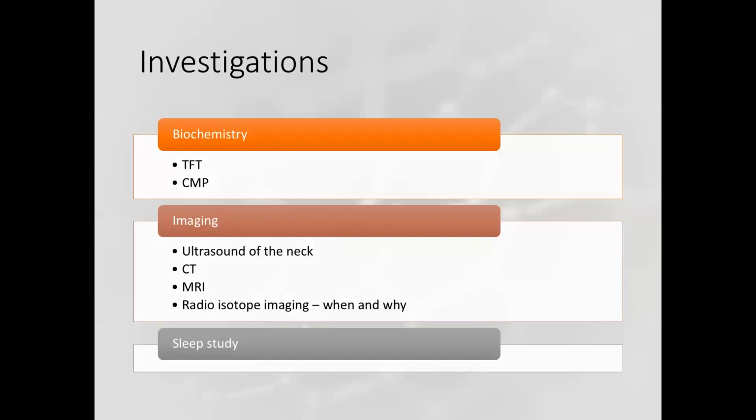So one would start by investigating the patient with normal biochemistry, which should include thyroid function tests as well as a CMP to assess the functioning of the gland, and then can move on to imaging. Ultrasound of the neck will help to confirm the presence or absence of a normal cervical thyroid. And if one needs to go on to further imaging, CT or MRI can be useful when the ectopic thyroid gland is not identified by ultrasound.